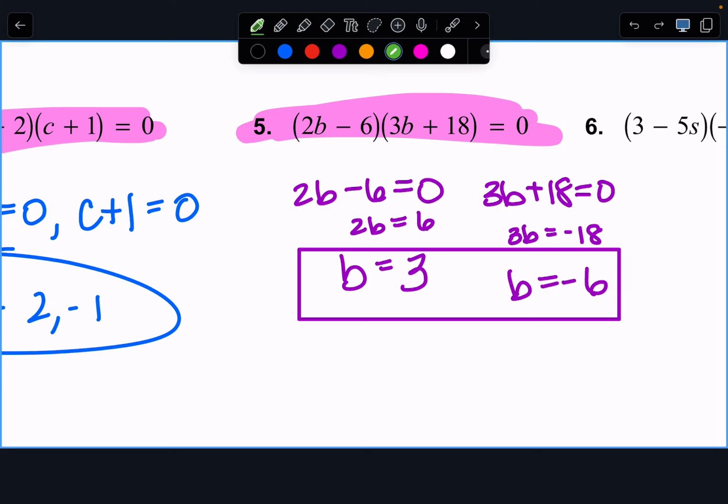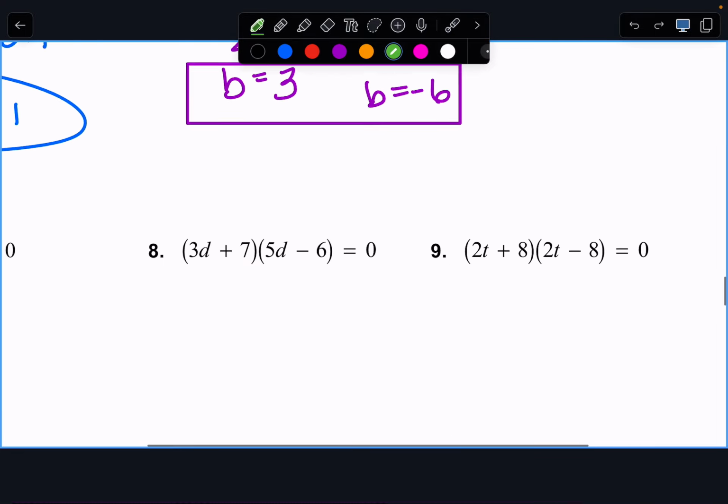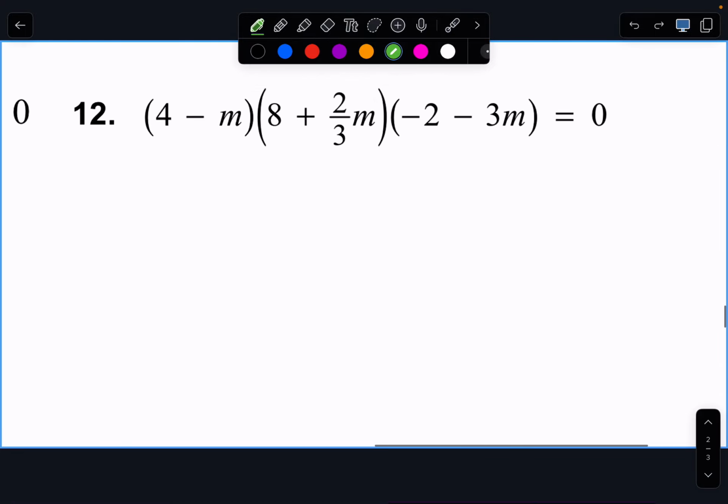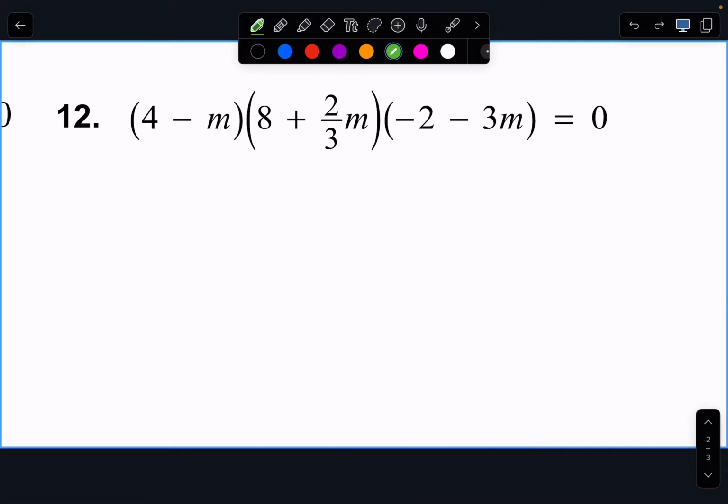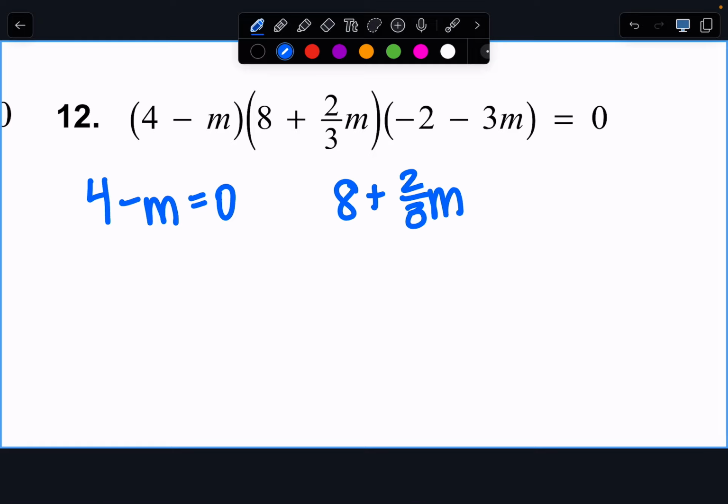We're not zeroed in on one type of polynomial, okay? So far, I've only done problems that have had 2 answers. But if we come down here to number 12, how many answers are we going to have for number 12? We're going to have 3 because there's 3 factors. Let's try it out. We're going to have 4 minus m equals 0. We're going to have 8 plus 2/3 m equals 0. And we're going to have negative 2 minus 3m equals 0.